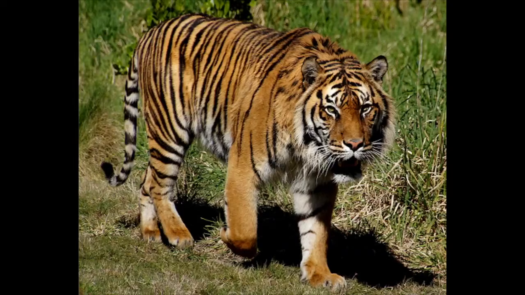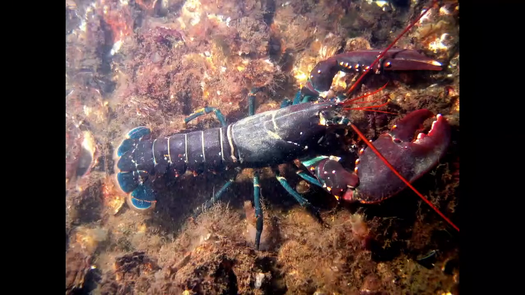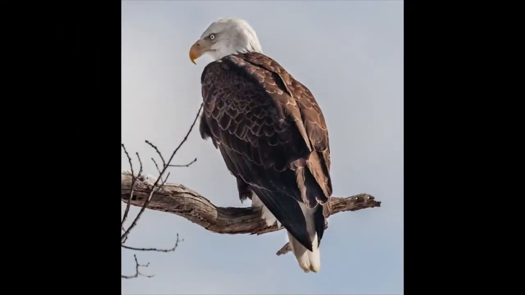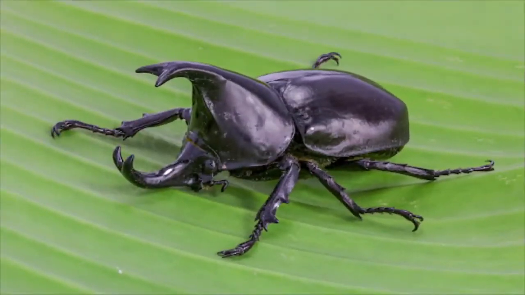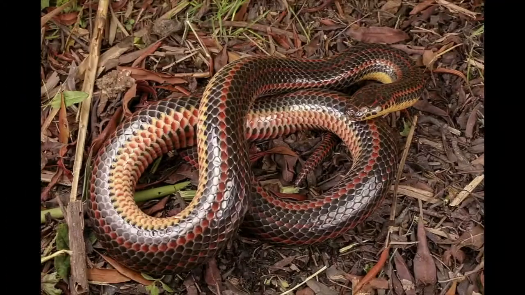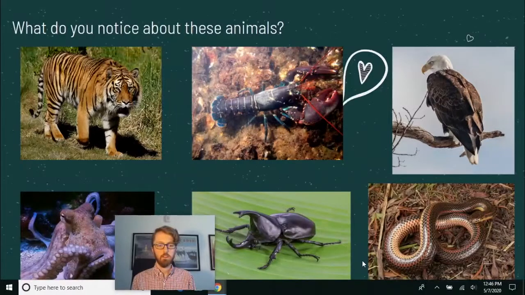Here's the tiger. Here is the lobster. Here is the eagle. Here is the octopus. Here is the beetle. Here is the snake. Here's all 6 pictures together. What do you see, think, and wonder?